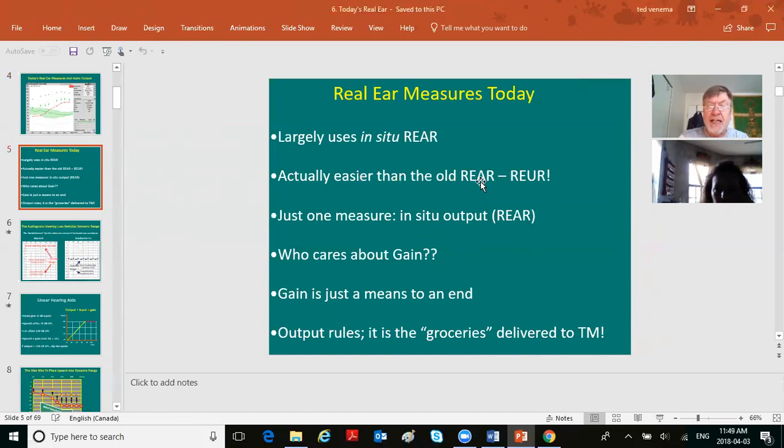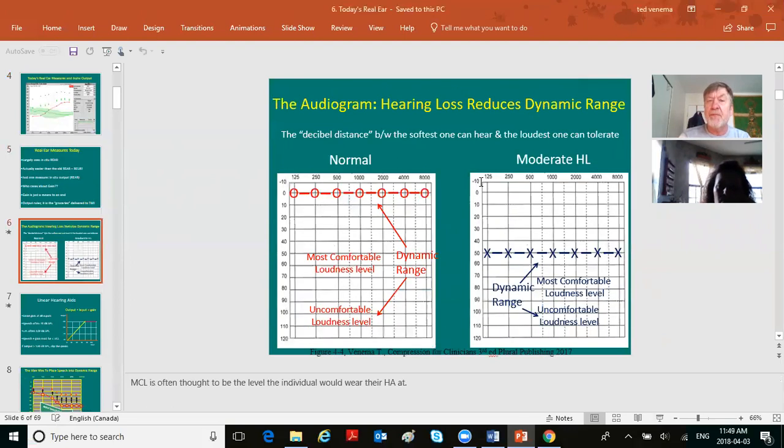Nobody cares about gain. Gain is just a means to an end. Output rules. It is the groceries delivered to the tympanic membrane. And as I've said before, output is like, did you get the bread from the store? Gain is like, did you ride your bike to the store? Did you walk to the store? Did you drive to the store? Did you fly? Did you take a train? Who cares? Did you get the bread? Okay? Output is king. Gain is just a means to an end. Nobody cares about gain anymore.